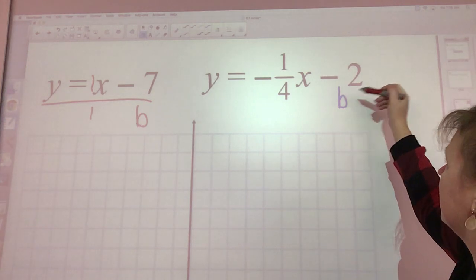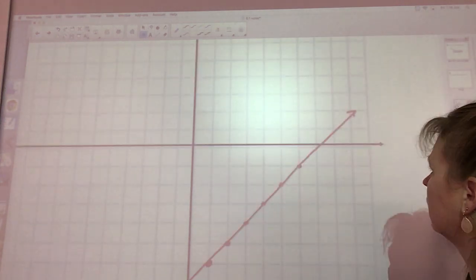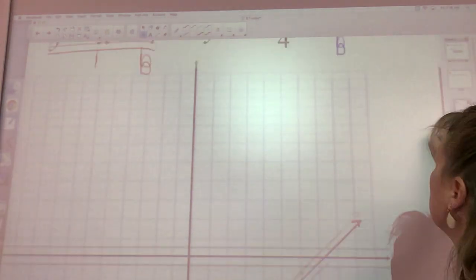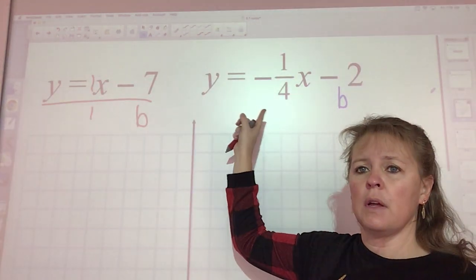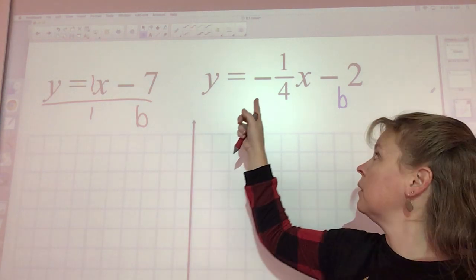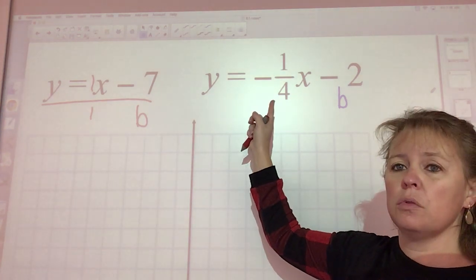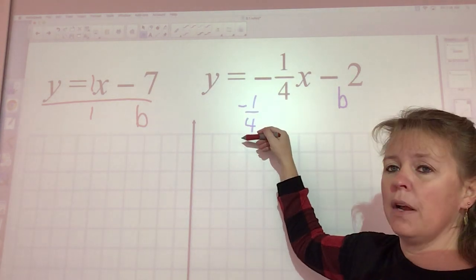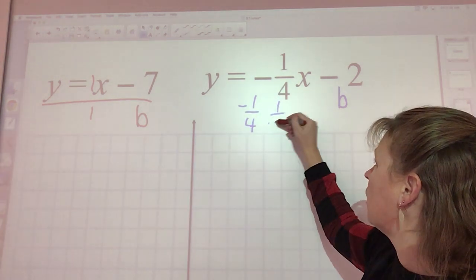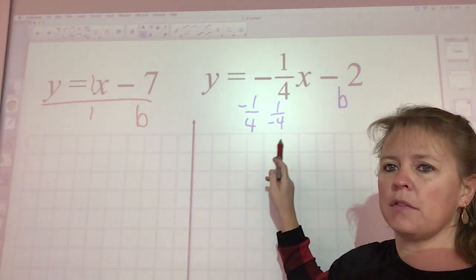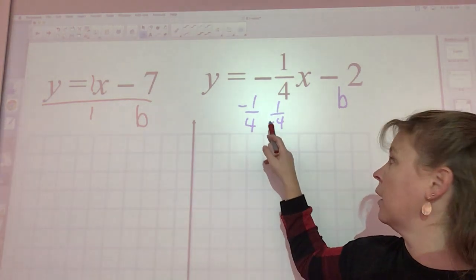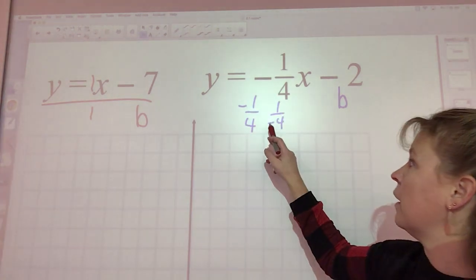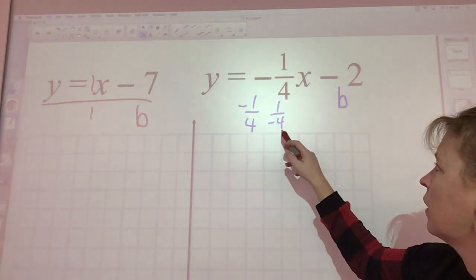Here's our base at -2, down 2. And our slope is -1/4. Remember, when we have negative numbers for slopes, we can choose which way we want to go. Do we want to go down 1 and to the right 4, or do we want to go up 1 and to the left 4? Now, I know I've talked to you about that you can't actually put a negative in the denominator, not when you have your final answer. But if you're just showing your work, either one of those is fine.